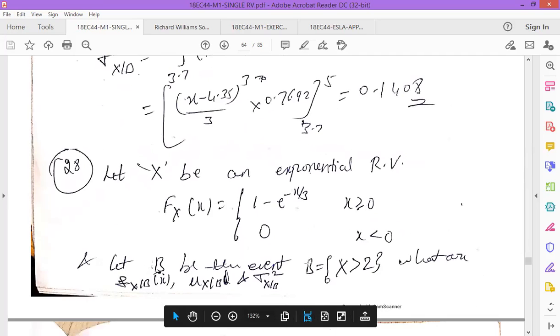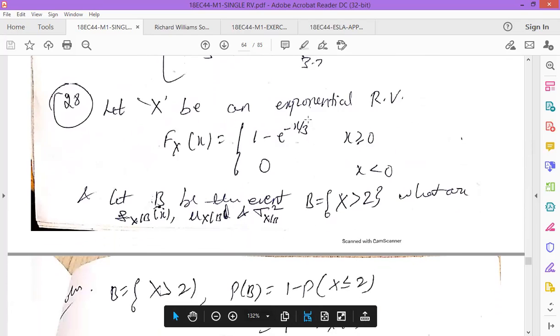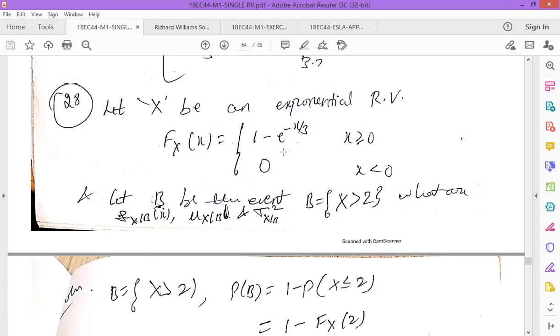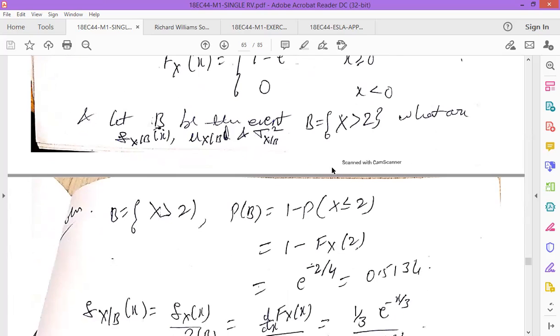Similarly, the other problems are also there. So one more problem I'll explain. Let x be an exponential random variable which is defined by fx of x is equal to 1 minus e to the power minus x by 3 for x greater than or equal to 0 and 0 for x less than 0. So here we are considering the event b for which it is taking the value x greater than 2. So what are fx by b, mu x by b and sigma x by b.